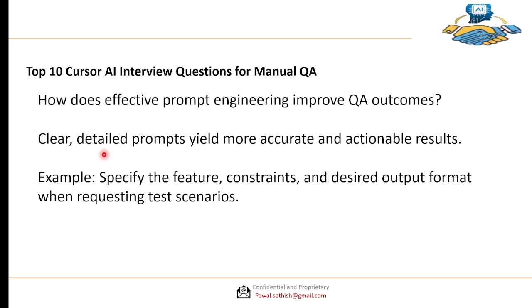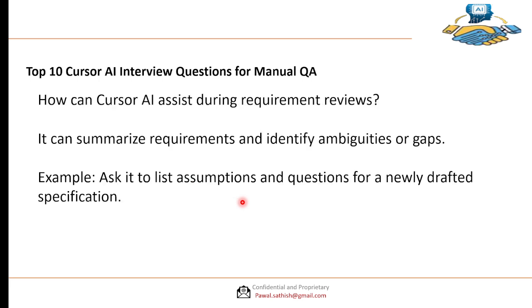We need to give a clear, detailed prompt, which will produce an accurate and actionable result. So we need to specify the feature, constraints, and the desired output format when requesting the test scenarios. Then you will get an accurate and actionable result. Then how can Cursor AI assist during requirements reviews? It can summarize the requirements and identify the ambiguities or gaps.